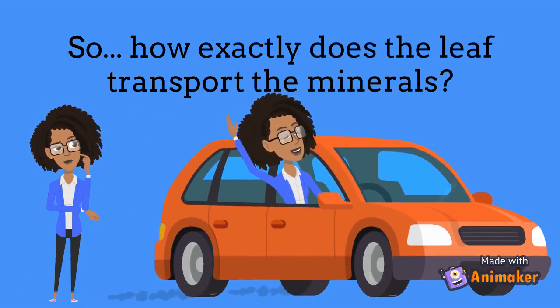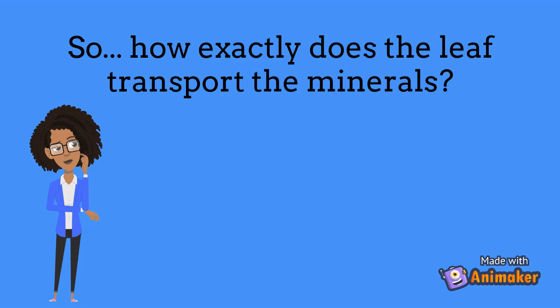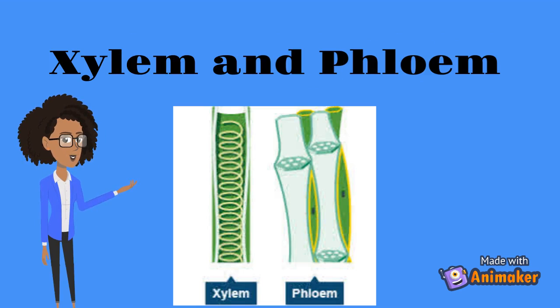So we've talked about what helps the leaves transport minerals. So now let's talk about how they're able to transport the minerals. Leaves are able to transport materials and minerals with the help of two structures called the xylem and the phloem.